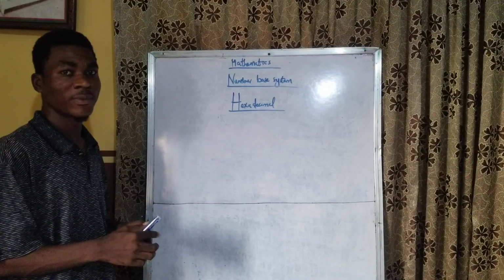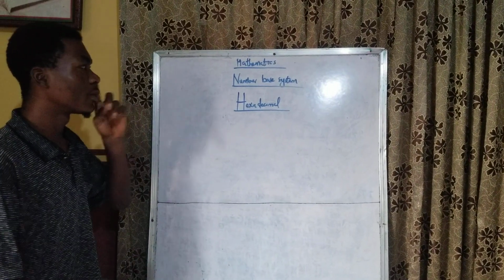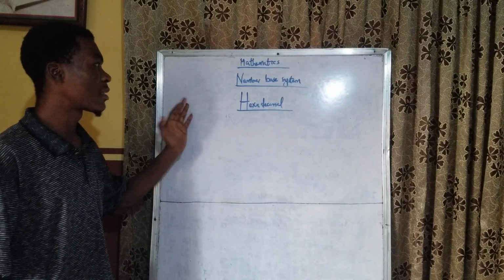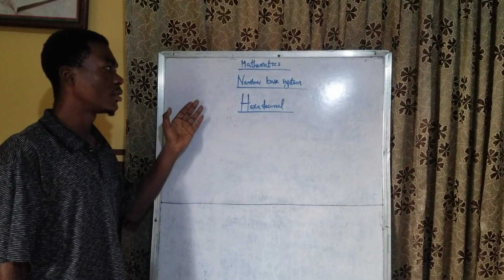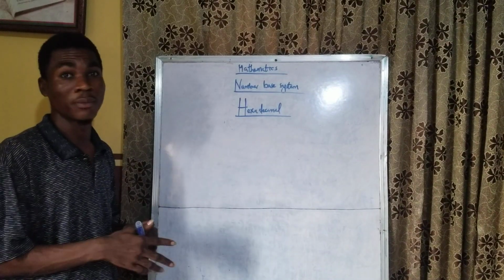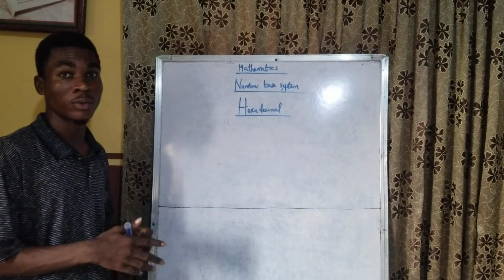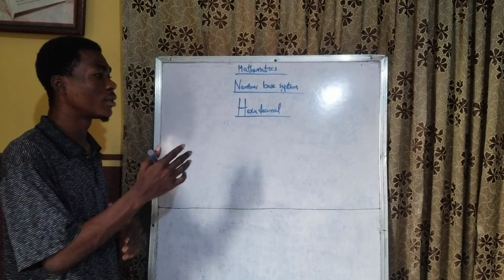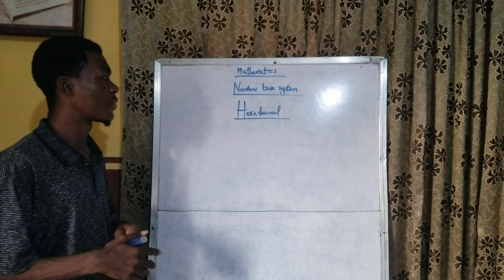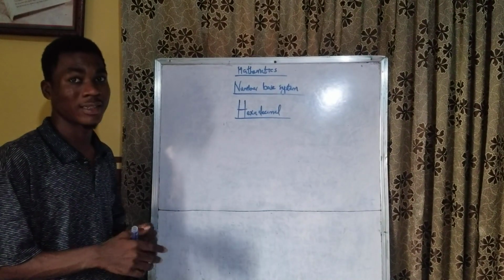Good day, everyone. Today we'll also be talking about the number-based system because we are not done with the number-based system. In our last class, I talked about the addition of numbers and the division of numbers in base 2. We talked about how to divide and how to multiply. I explained that in our last video. And today we'll be talking about hexadecimal.